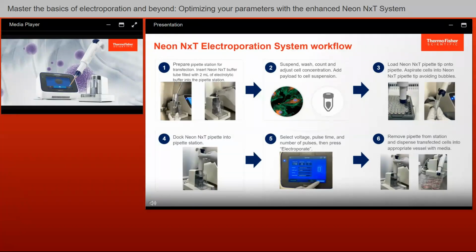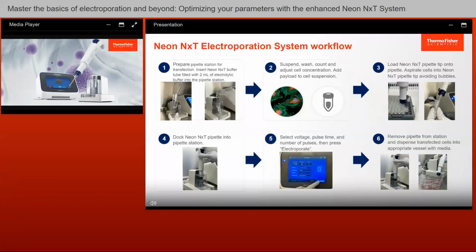The electroporation protocol with the Neon NxT is very simple. First, we start by preparing the pipette station for transfection by adding the electrolytic buffer. Next, after adjusting cell count and concentration, the payload is added to the cells. Then we simply load the Neon NxT tip into the Neon NxT pipette and aspirate the cells with the payload into the Neon NxT pipette tip.